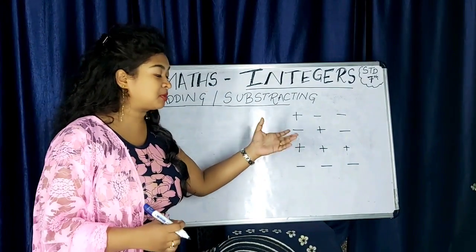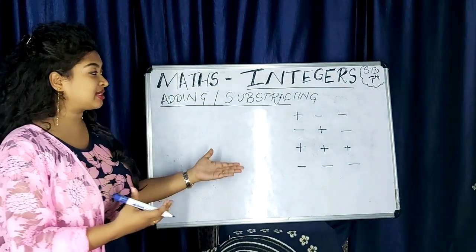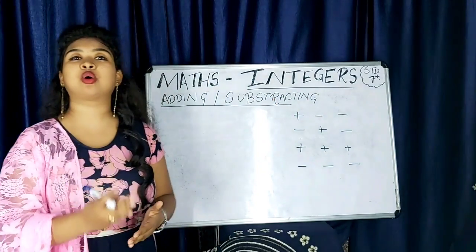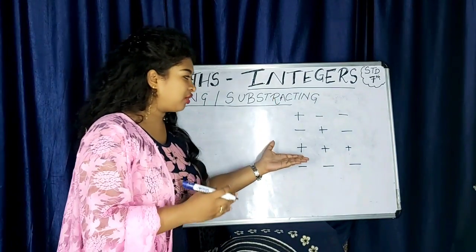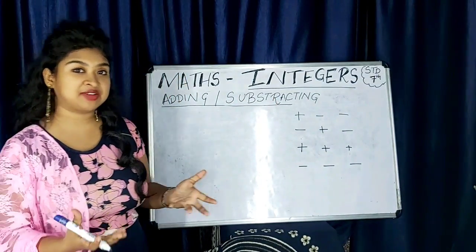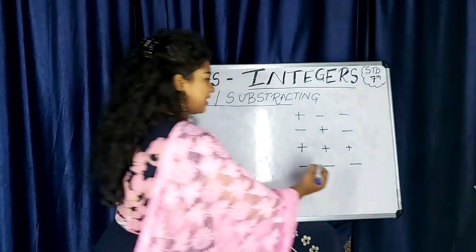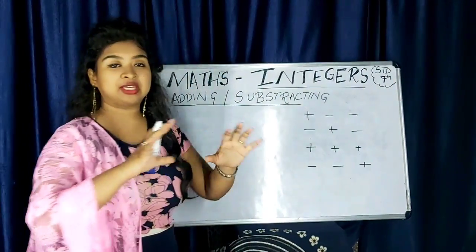If you are going to subtract or add a minus integer and a positive integer, you are going to get minus. And if you are going to add both positive integers, you are going to get plus, and minus minus is also plus. So very easy.